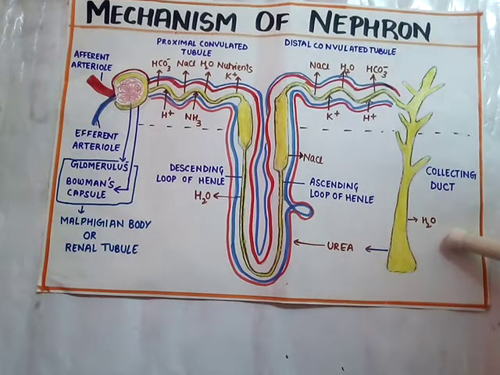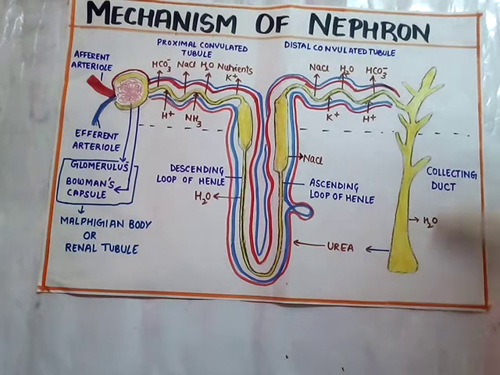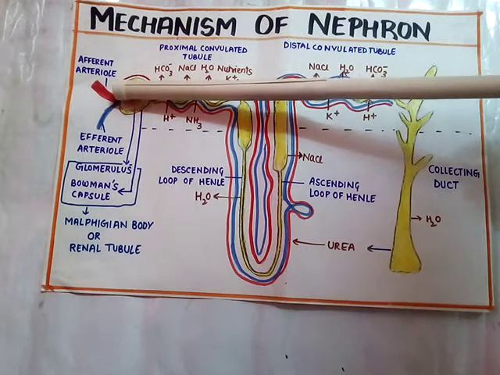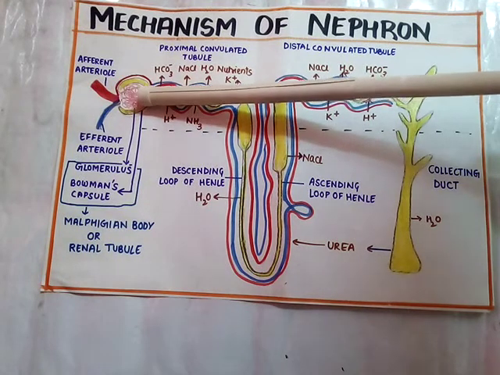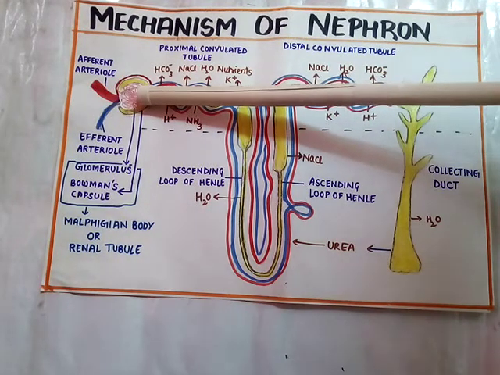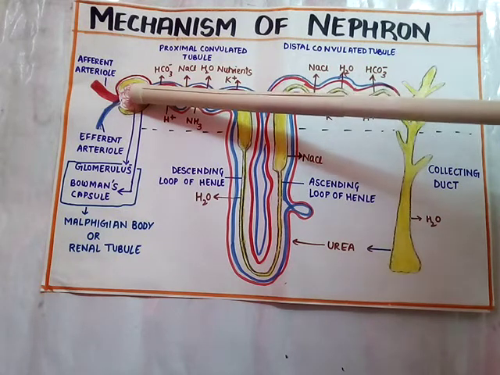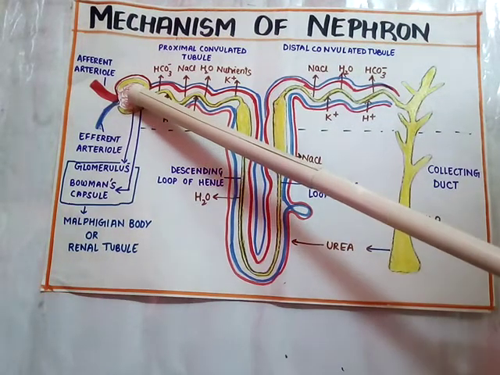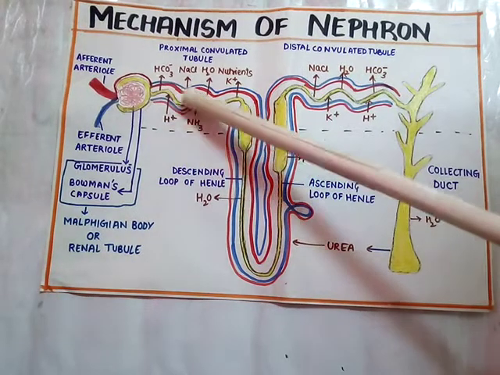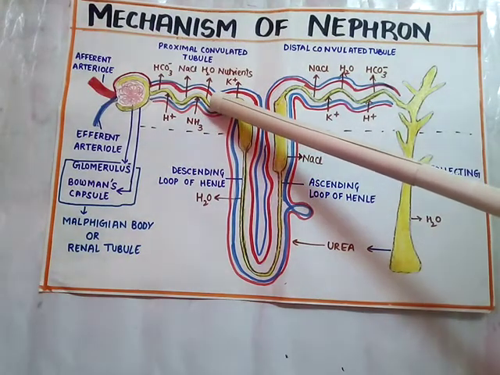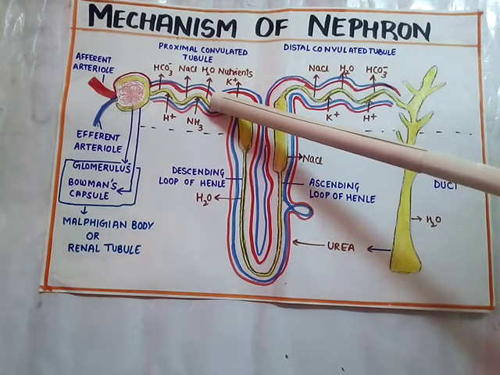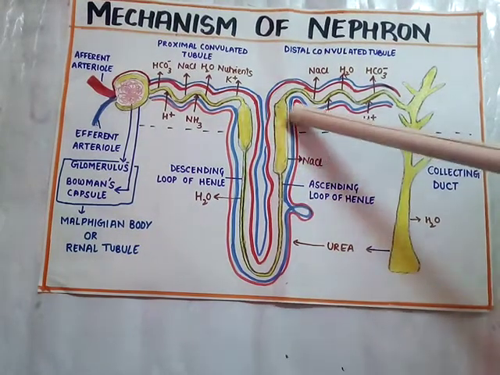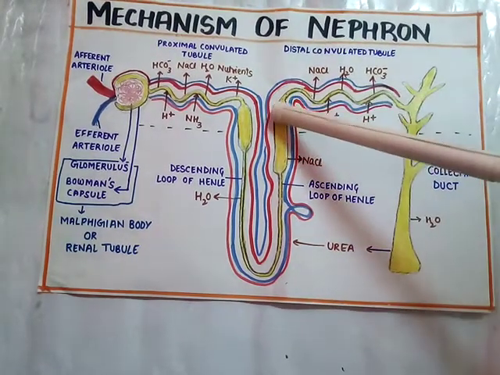So let's talk about the functioning. The impure blood, that is, blood which contains nitrogenous waste, enters into the glomerulus with pressure, and filtration occurs here. But with the useless substances, important substances also go into this tubule. So blood vessels are present all over the structure of the nephron to do the reabsorption of the nutrients.